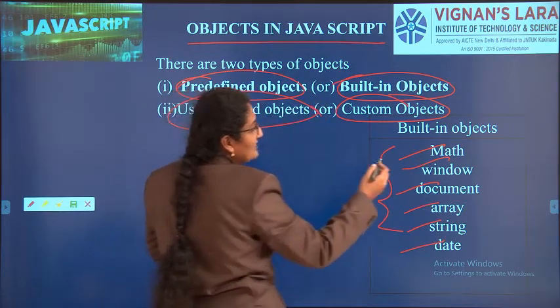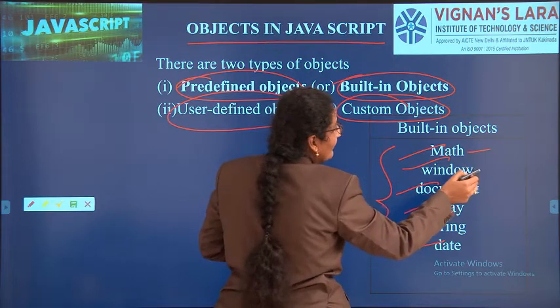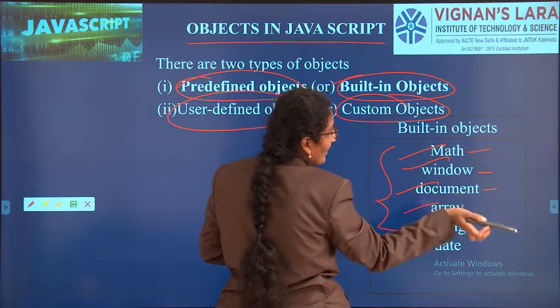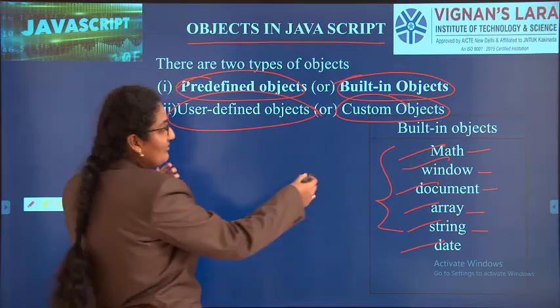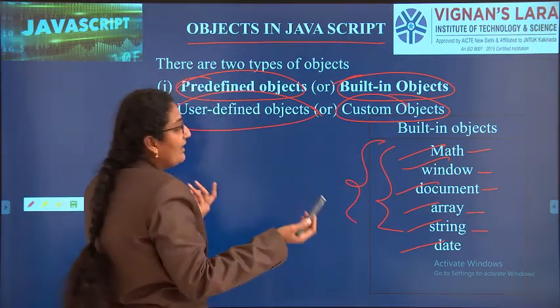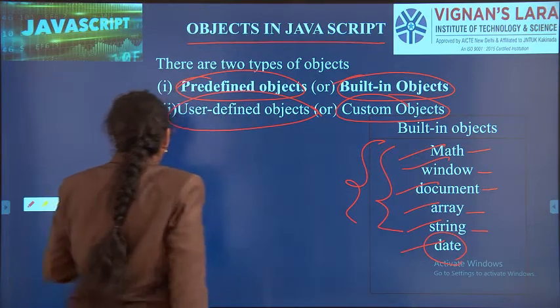What I mean to say, we have seen in last class math objects. Window is for input and document is for output. Array and string also we have completed in last class. Now we will recall what these are, and then we will go for date object.